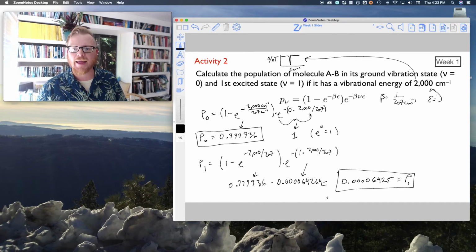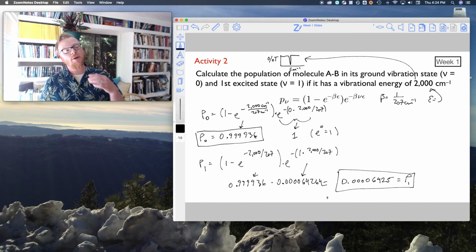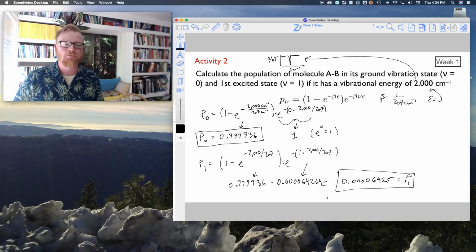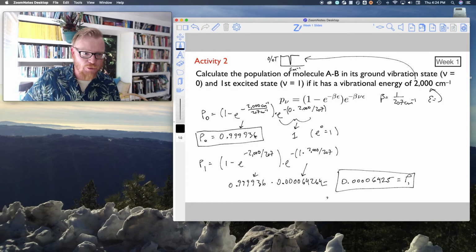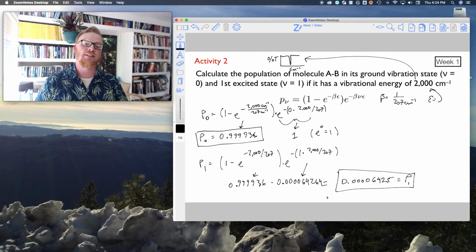All right. And this second chunk, because for the ground state nu is zero, this becomes e raised to the zero power, which is just one. So here we get 0.99936. And if you remember from the first lecture, we said nearly everything will be in the ground vibrational state. And here you can see we now have the quantitative proof of that, right? 99.9936% of the molecules with this 2000 wave number energy are in the ground state.